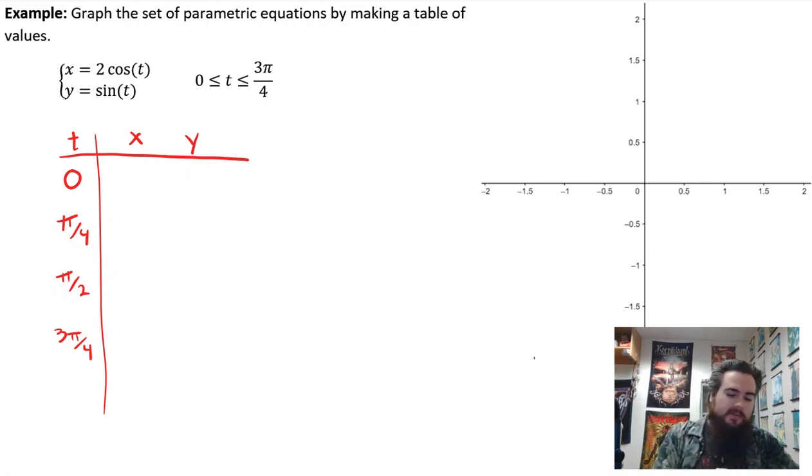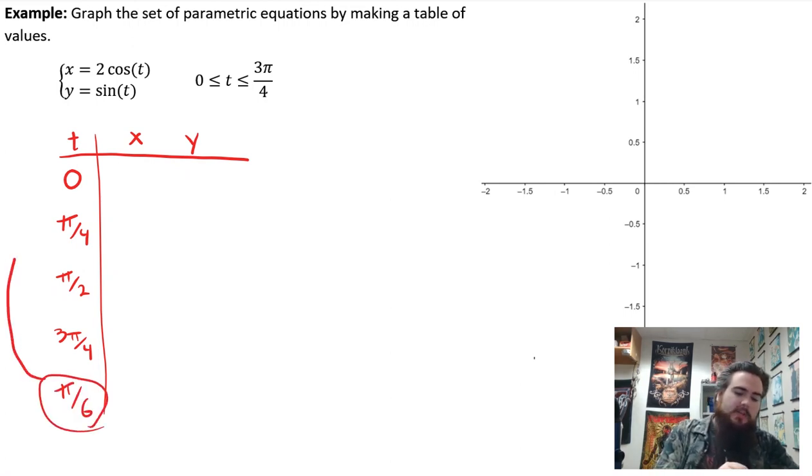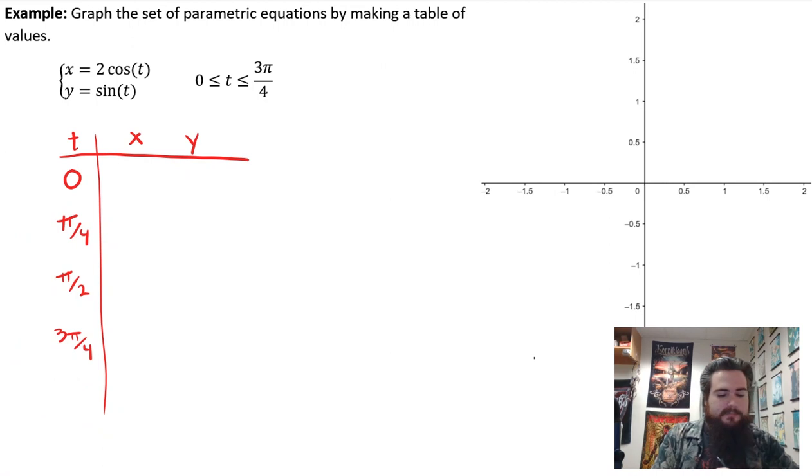For example, if I choose to also do pi over 6, well, pi over 6 is between 0 and pi over 4. So whatever x and y coordinate I get from that would have to take place between what I currently have as my first and second point. So think about this as a timeline. But let's just plot these points here.